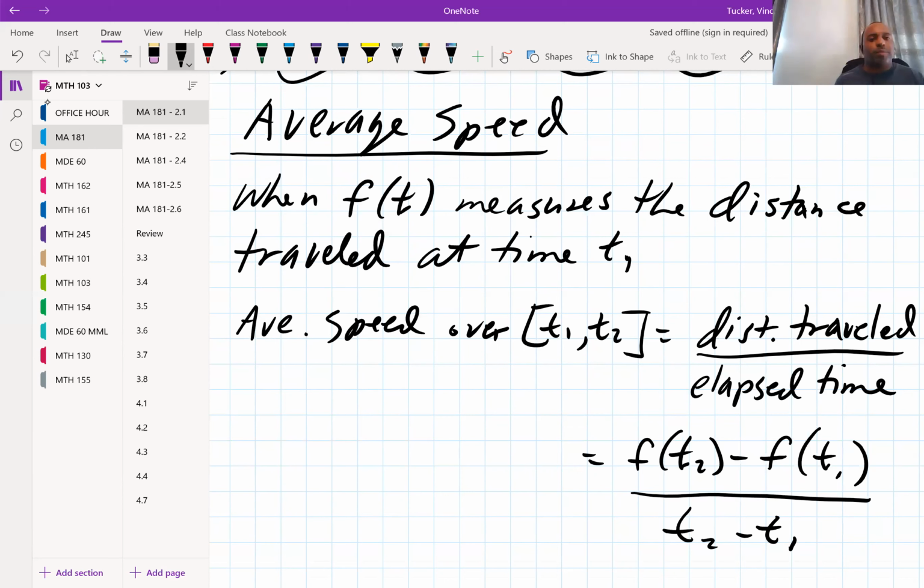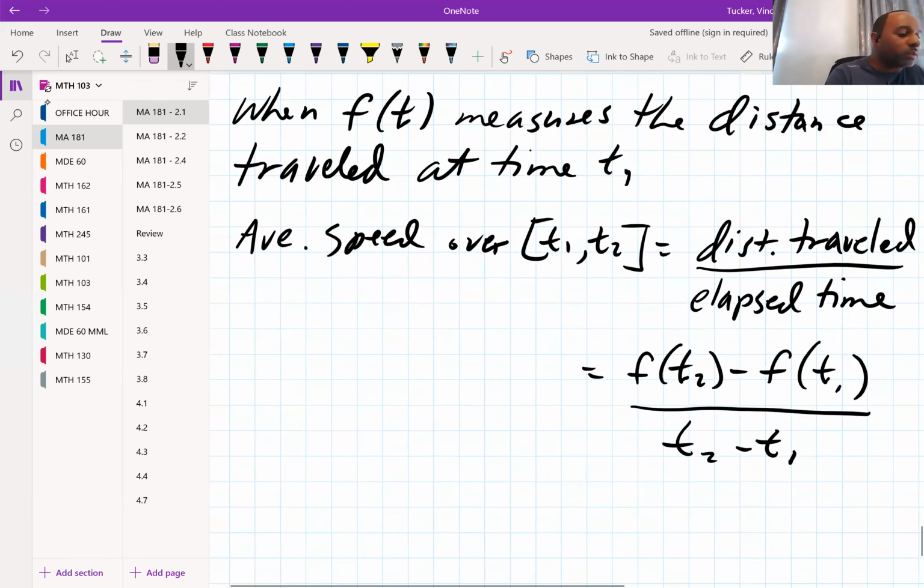All right, so average speed, when f of t measures the distance traveled at time t. Average speed over t1, t2. So that's your interval. That's time passed. Distance traveled over the elapsed time will be represented by f of t2 minus f of t1, and then that will be over t2 minus t1.